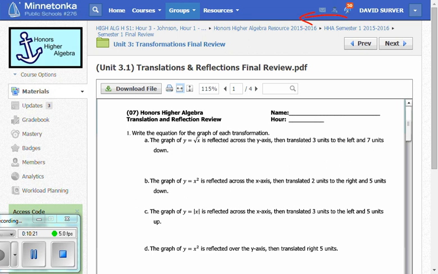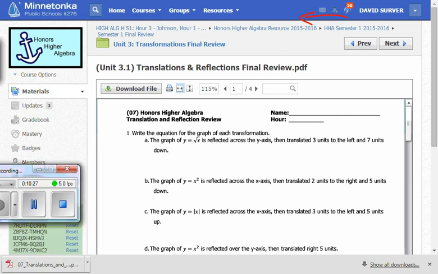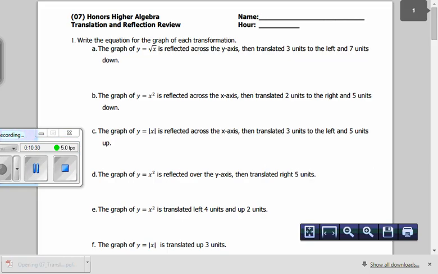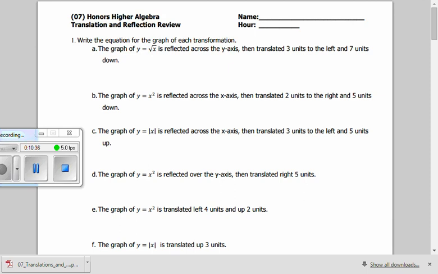Oh, this is like -2. Yep, if it's -2 on the inside, it's right 2, that kind of stuff. And if there's a negative in front, then it's a flip. All right, so let's do even problems, even letters. This is on number 1. We're going to do B as part of your homework and D, etc.